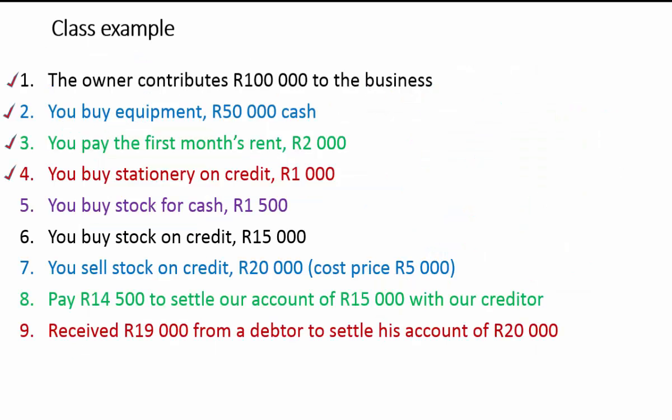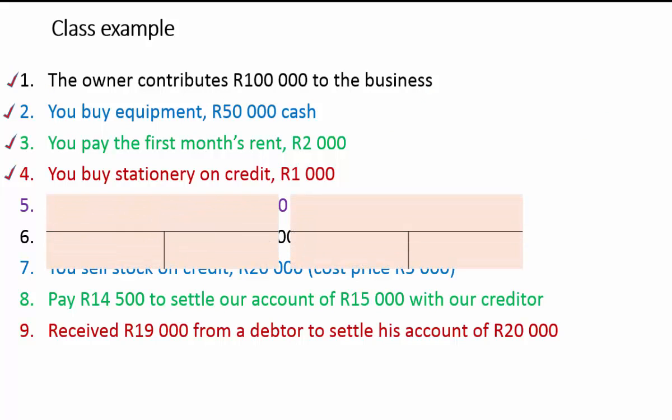Our fourth transaction, we buy stationery on credit for 1,000 Rand. The two accounts will be creditors this time because we haven't paid for it, we've bought it on credit, so we've got creditors, our suppliers. The other account is, what did we buy? Stationery. Creditors, if you've learned your list, you'll know, falls under liabilities. Liabilities, if you know your DEAD and CLIC, falls under CLIC, so therefore credits will increase your liability.